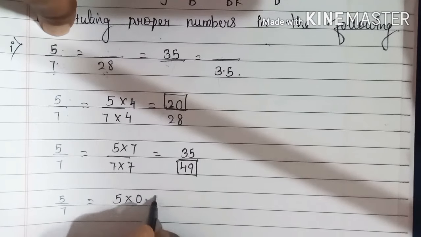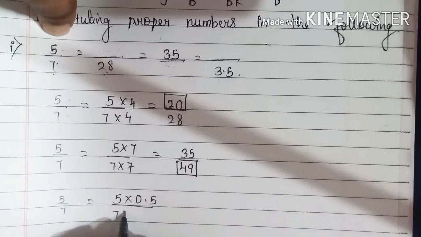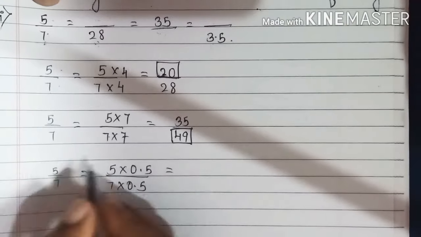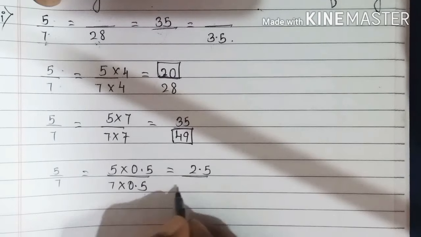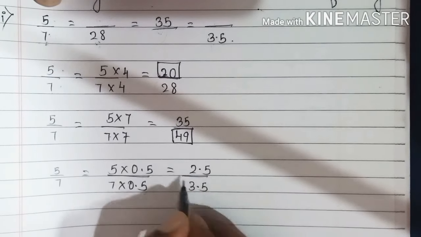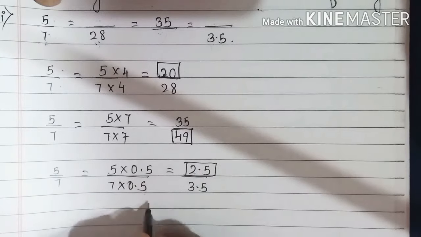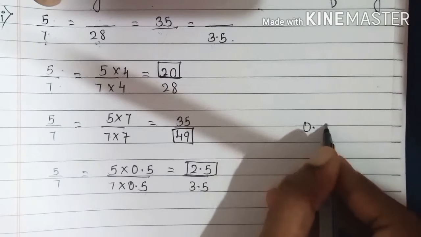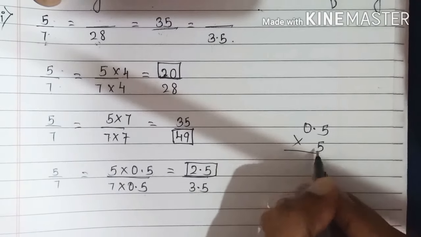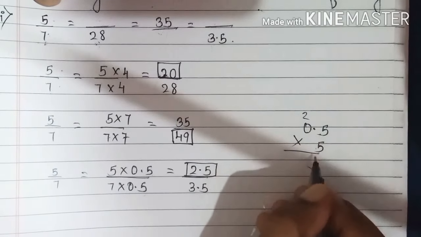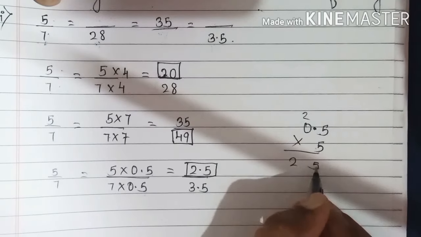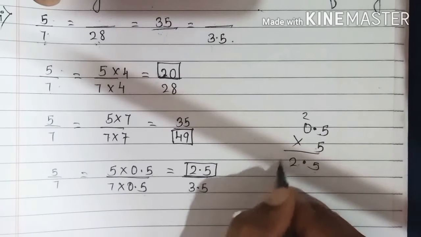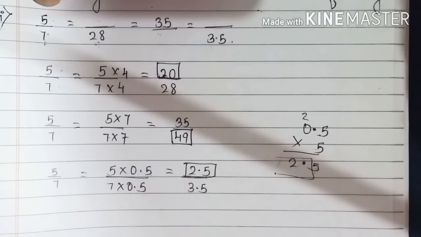5 multiplied by 0.5 and 7 multiplied by 0.5. 5 multiplied by 0.5 will be 2.5 and 7 multiplied by 0.5 will be 3.5. We have got the numerator over here. 5 into 0.5, you can do rough calculation also. 5 5s are 25. Here the decimal point is there before one digit, so put the decimal point before one digit. The answer will be 2.5.